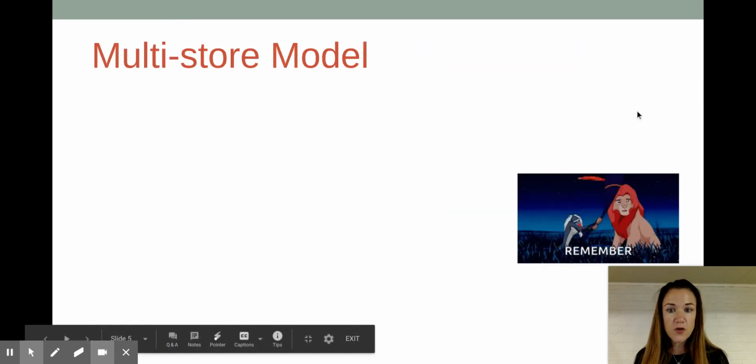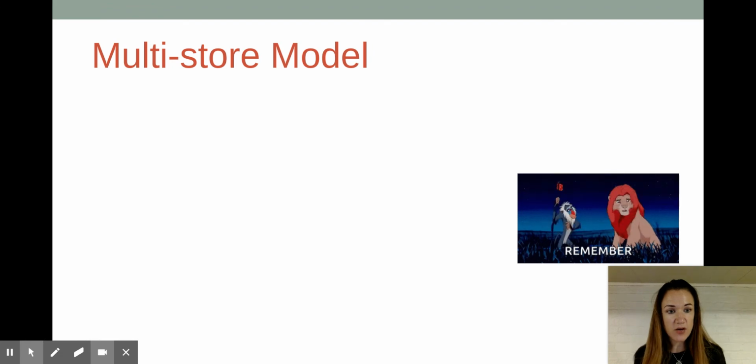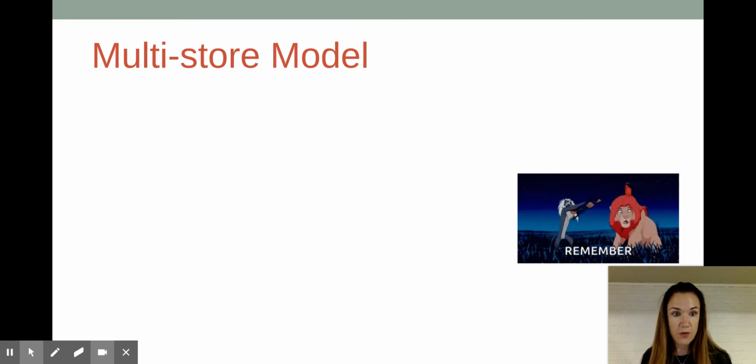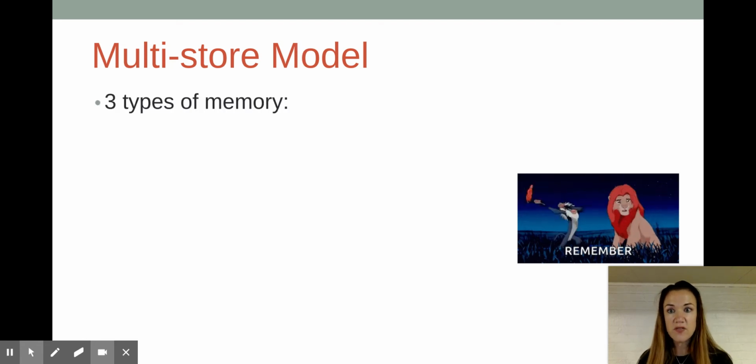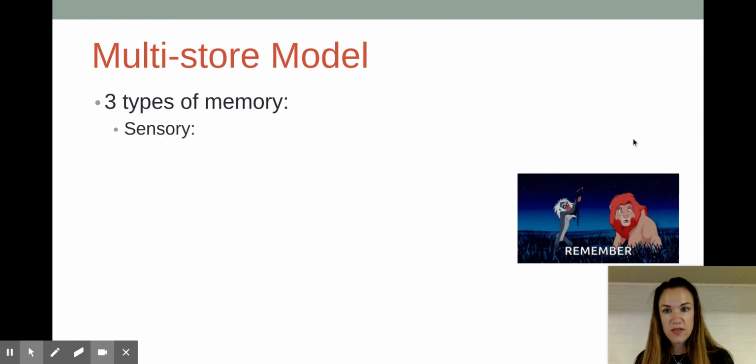Okay, so the first model, and you'll notice on your objectives that you need to know about two different models of a cognitive process of memory. This is the first one, the multi-store model. We will abbreviate it MSM often. The parts of it are that there are three types of memory. What are the three types of memory from last year? One of them is short-term. The other is sensory. This is the one that people always forget.